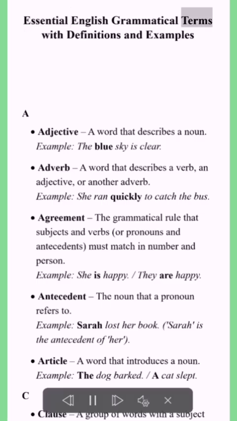Essential English grammatical terms with definitions and examples. Adjective, a word that describes a noun. Example: the blue sky is clear.